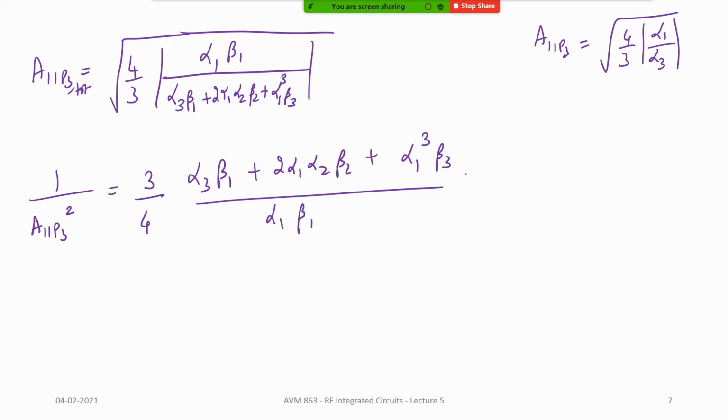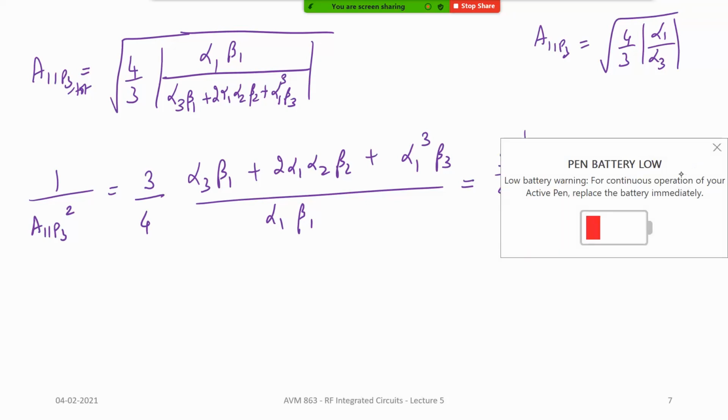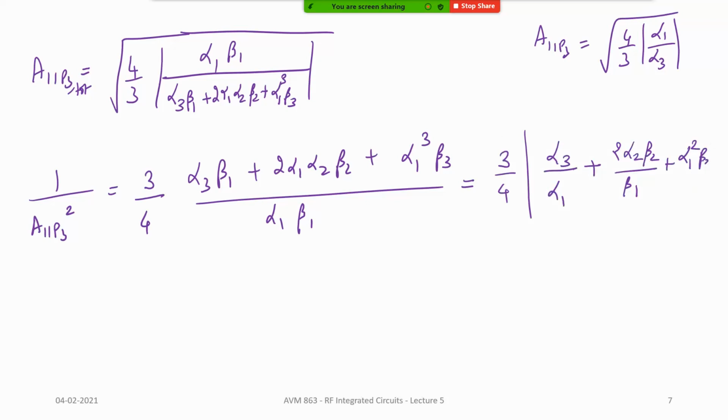Now we can split this up and say 3 by 4. This becomes alpha 3 by alpha 1 as the first term. The second term becomes 2 times, alpha 1 cancels out, 2 alpha 2 beta 2 by beta 1, plus the third term, alpha 1 squared beta 3 by beta 1, correct.